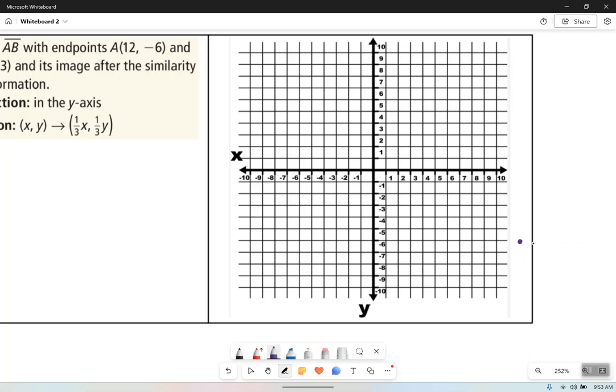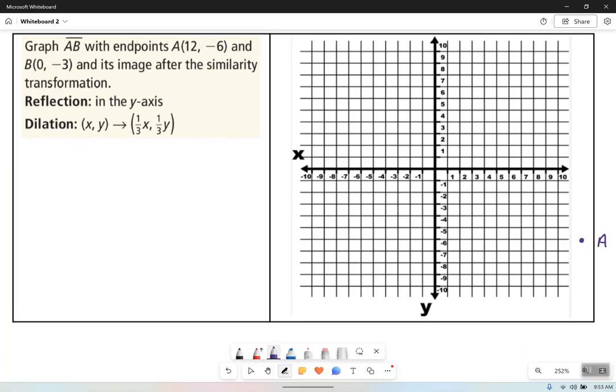Okay, I'm going to call that point A. You all agree with that? Where did point B end up at? Where do they want point B at? Does it say 0, -3? Okay, so 0, -3 would be right here. Do you guys want a ruler? Let me get you a ruler.